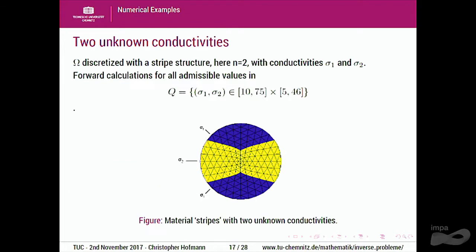To continue, the first example was to use just 2 different conductivities. Why? We know the whole situation is severely ill-posed, and we assume that this forward operator F is actually injective, and therefore we took the very simple example with just 2 conductivities. So we've got one conductivity here, another one here. We calculated all forward operations for admissible solutions in Q with a sufficiently large discretization. In this case, it was about 50.